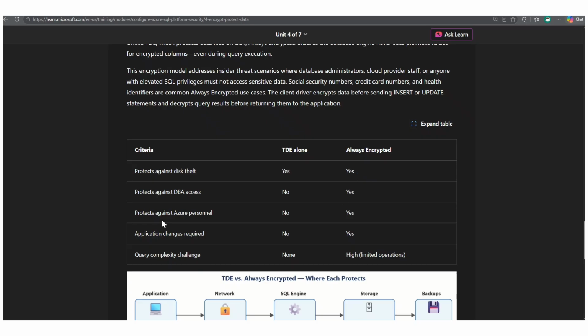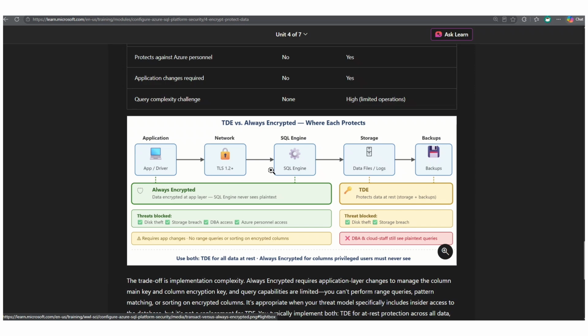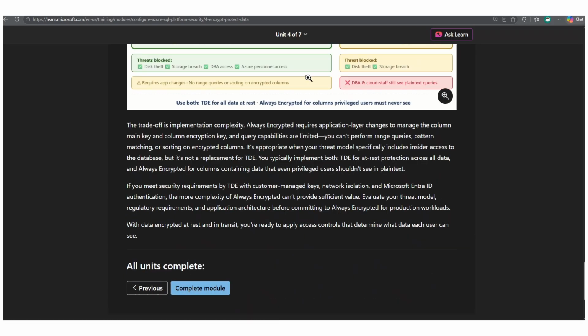Protect against Azure personnel, again, similar to this one. Application changes required, again, the same thing. Query complexity challenge, non-high. And here is a graphic that would give you more insight into how this works. All right.